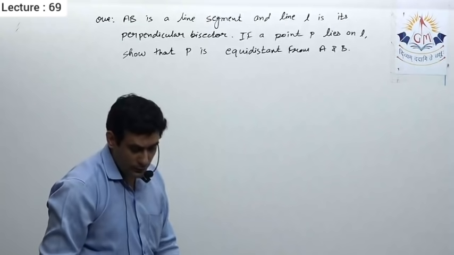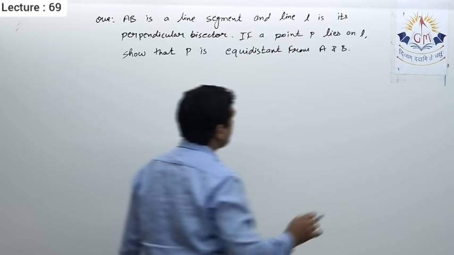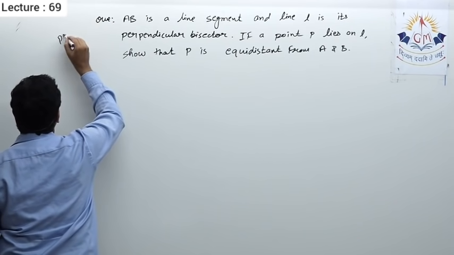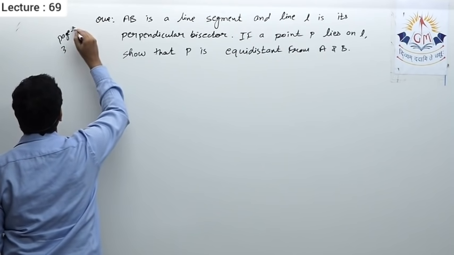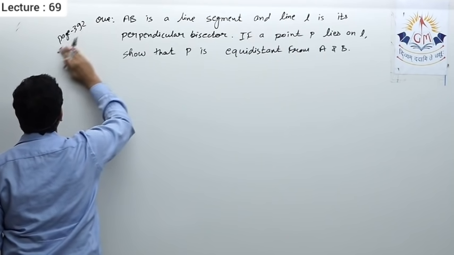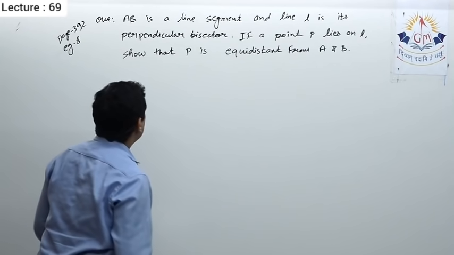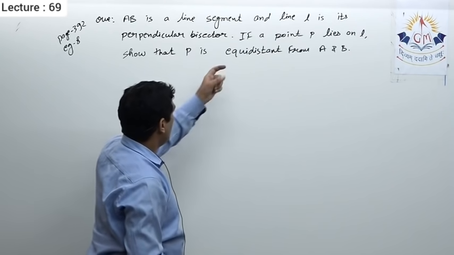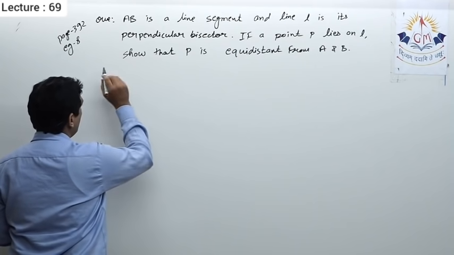Okay, so this is the question from page number 392, example 8. Okay, here I am writing. It is page 392, example 8. AB is a line segment and line L is its perpendicular bisector. If a point P lies on L, show that P is equidistant from A and B.